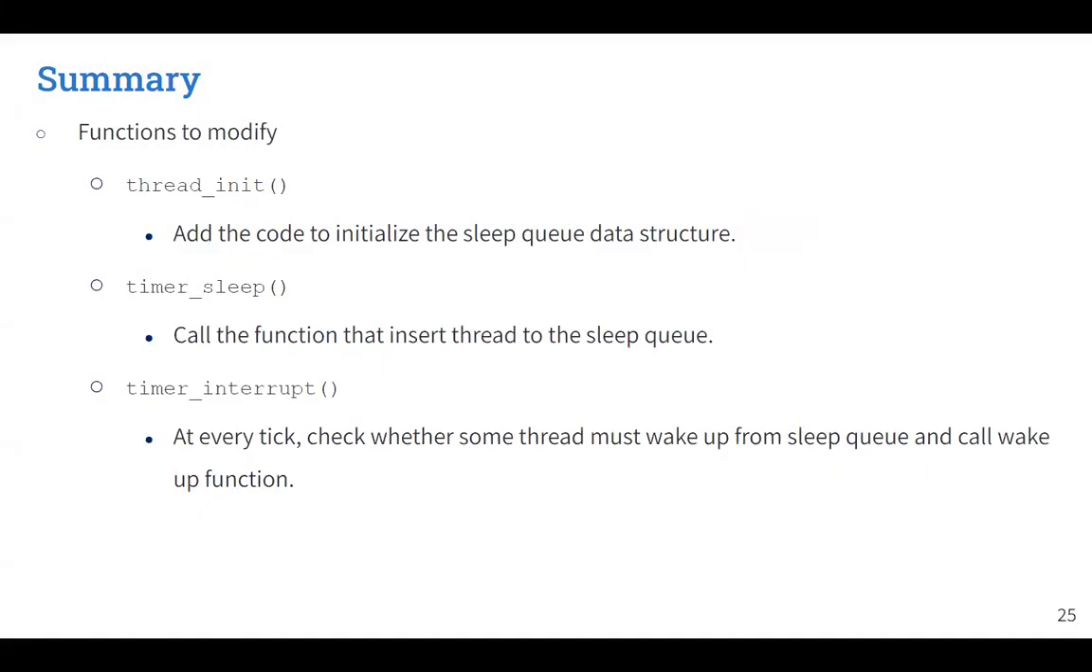So in summary, the functions to modify here are thread init. In thread init, you should add the code to initialize the sleep queue data structure. In timer sleep, you should call the function that inserts the thread to the sleep queue. And in timer interrupt, at every timer interrupt, you should check whether some thread must wake up from the sleep queue and call the wake up function.